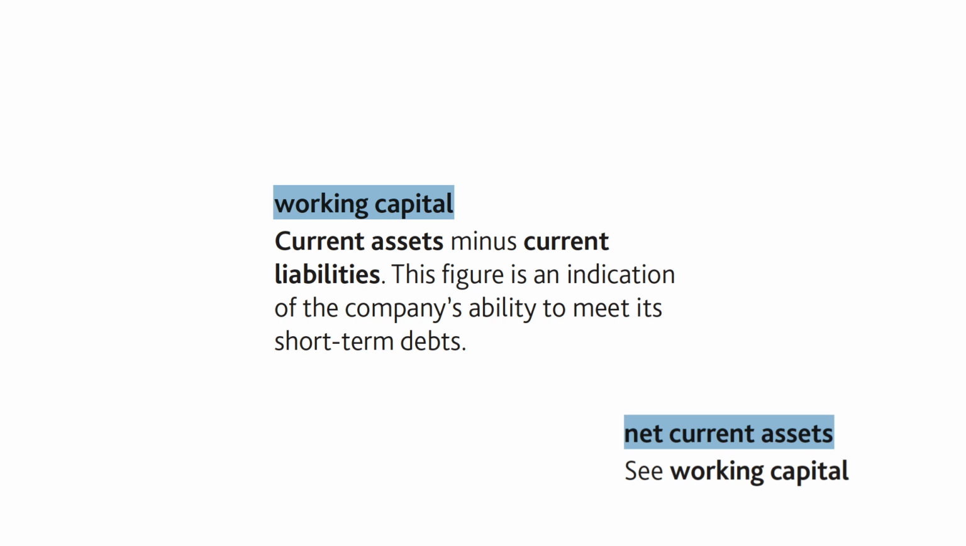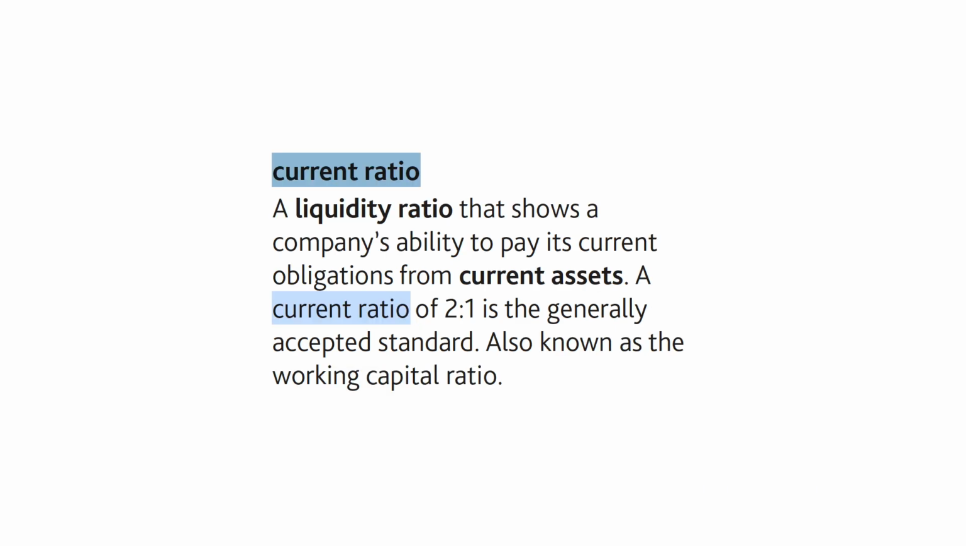Working capital. Current assets minus current liabilities. This figure is an indication of the company's ability to meet its short-term debts. Current ratio. A liquidity ratio that shows a company's ability to pay its current obligations from current assets. A current ratio of 2 to 1 is the generally accepted standard, also known as the working capital ratio.